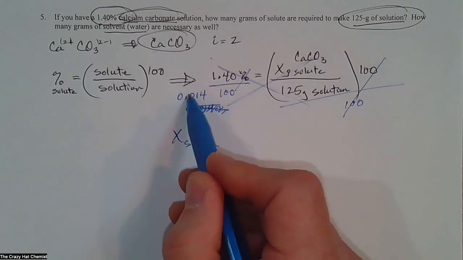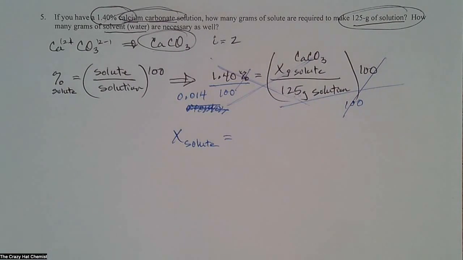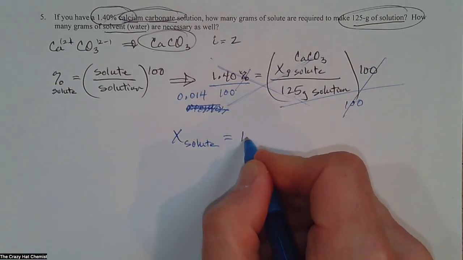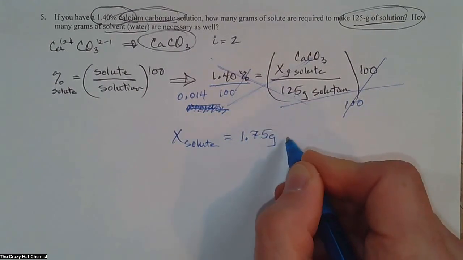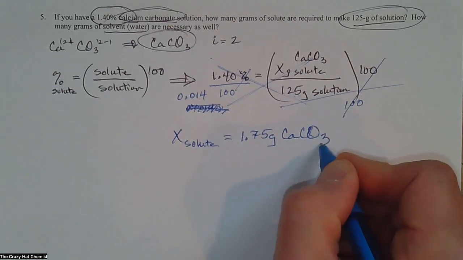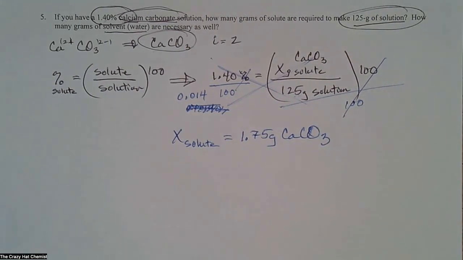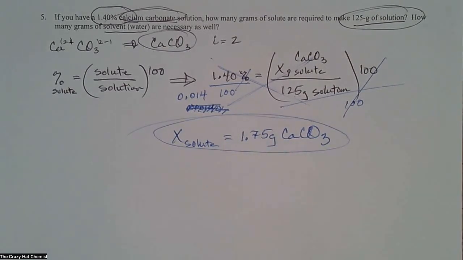We're going to take 0.014 times 125. That will give me my grams of the solute, which is 1.75 grams of the solute, which in this case is the calcium carbonate. So this is one of my answers right here. Bam, that's one of my answers. It's the grams of the solute. And then it also says how many grams of the solvent, that is water, is necessary as well.